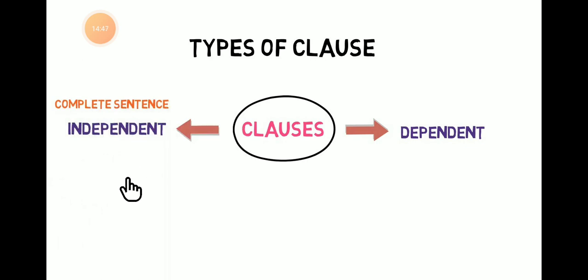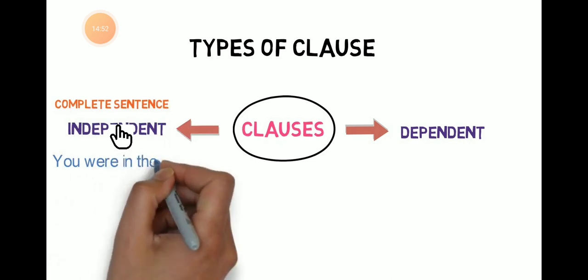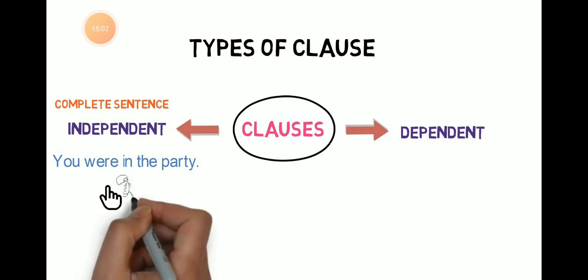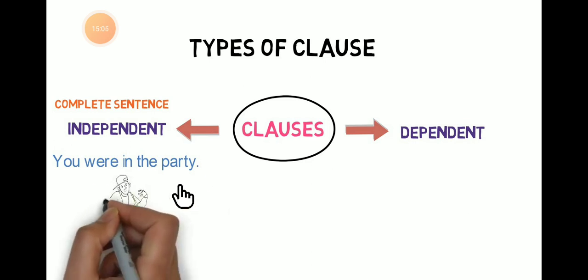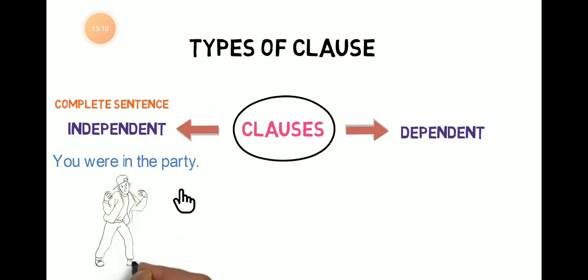It means that a sentence which has its own meaning and is a complete sentence is called an independent sentence. That sentence doesn't need the help of any other sentence. Let's say for example, you were in the party. Yes, it gives an exact meaning. Might be a question is asked by one person to another person: you were in the party. So this sentence gives us a complete meaning, so it can be called a complete sentence.